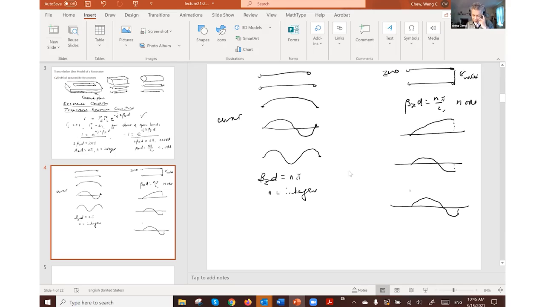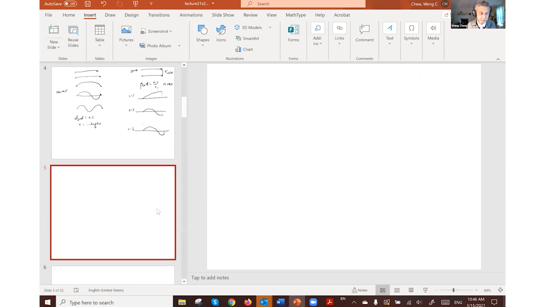And if you were to plot the current distribution on this transmission line, you will have all these different modes. This is n is equal to 1, n is equal to 3, and n is equal to 5. Okay, so you can find these resonant modes quite easily. And that actually we have done before. For instance, we did study this transmission line quite exhaustively.